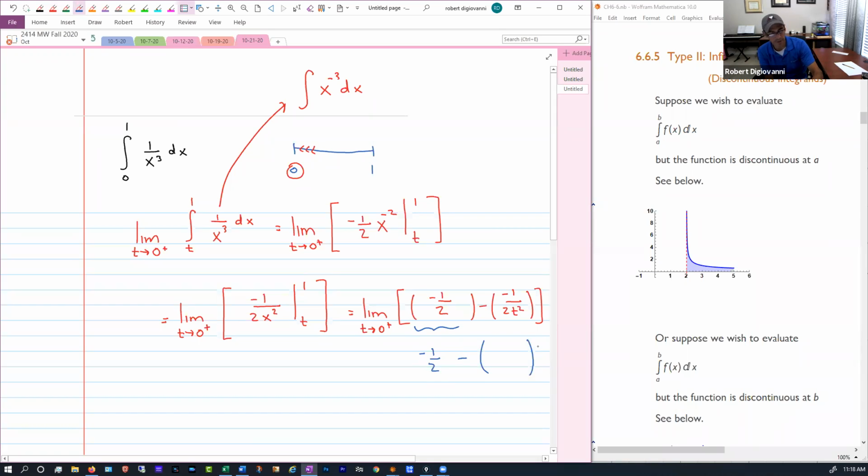And now let's figure out what's happening to this piece. We're taking the limit as t approaches 0 of -1/(2t squared). So does someone know where that's going? The numerator is -1. What's your denominator approaching?